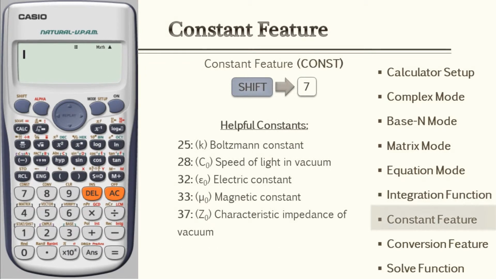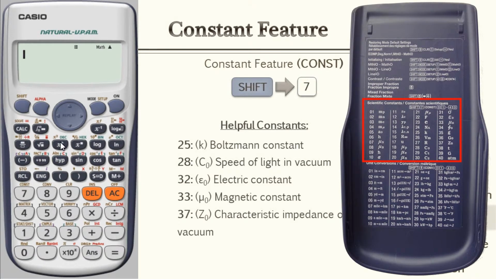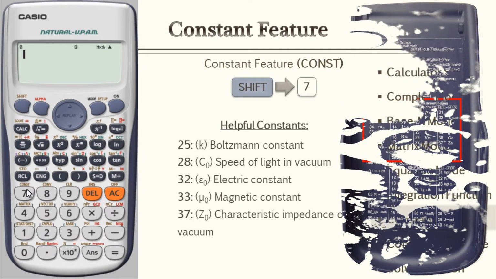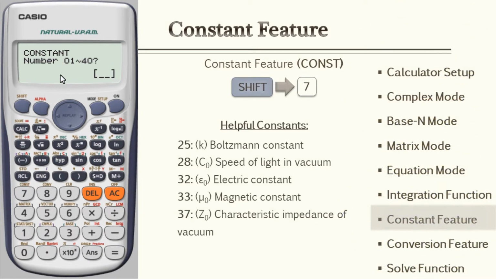All right, the next actually nifty feature this calculator has is the constant feature. The constant feature actually provides quite a few different constants for any of your various calculations. And you can actually find these constants either in your Casio manual, or you can look on your shell or your casing of your Casio, and you'll see a list of them. And it goes through 1 through 40. And the way you actually input this in here is you go ahead and click on Shift 7, because constant, if you look right above the 7, you see constant, and then you pick which constant you want.